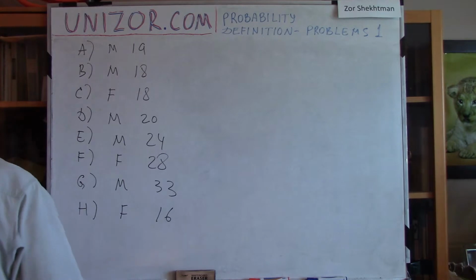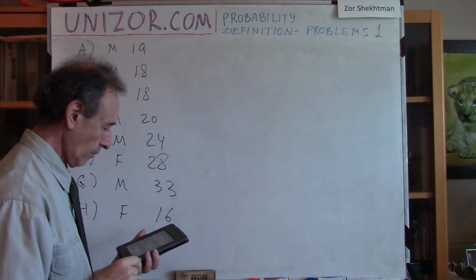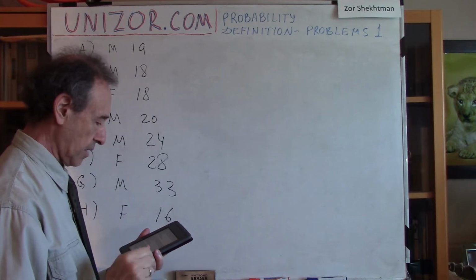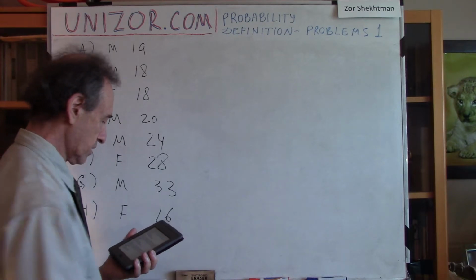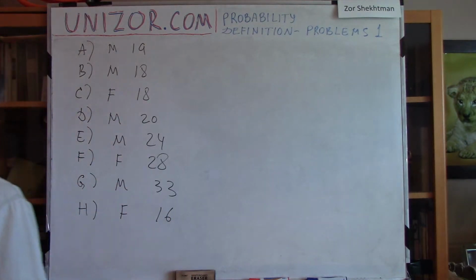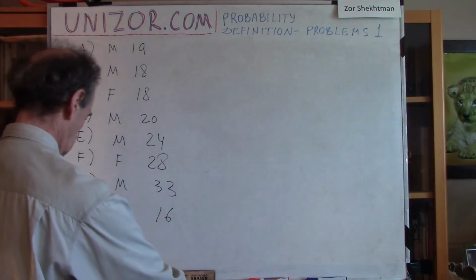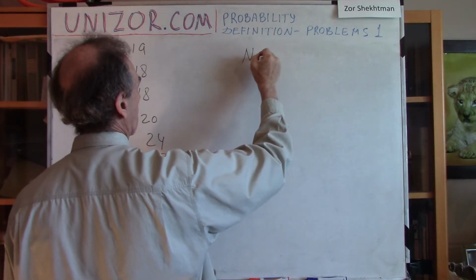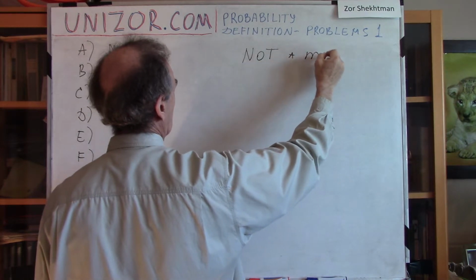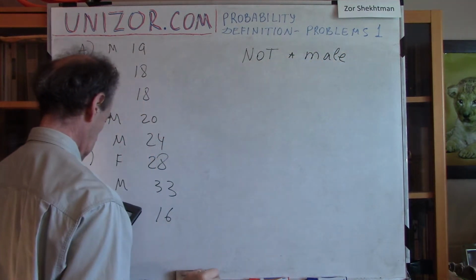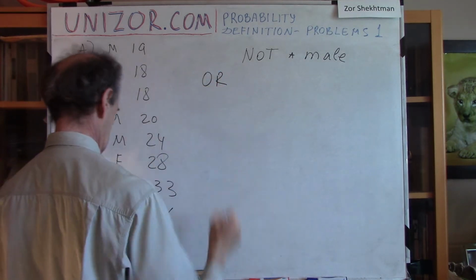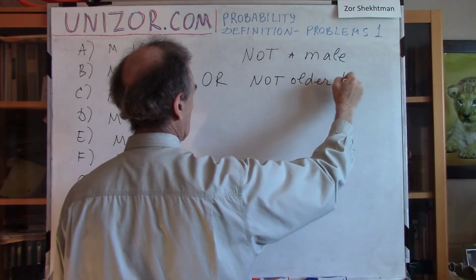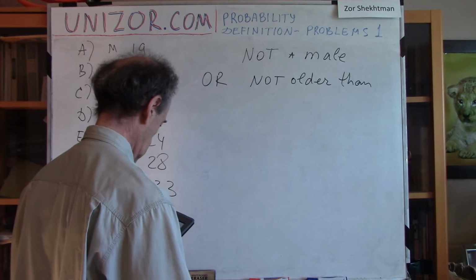Okay. Next. What is the subset that represents the event: a randomly selected person is not a male or not older than 20 years. Okay. It's something similar. Not a male or not older than 20 years old.